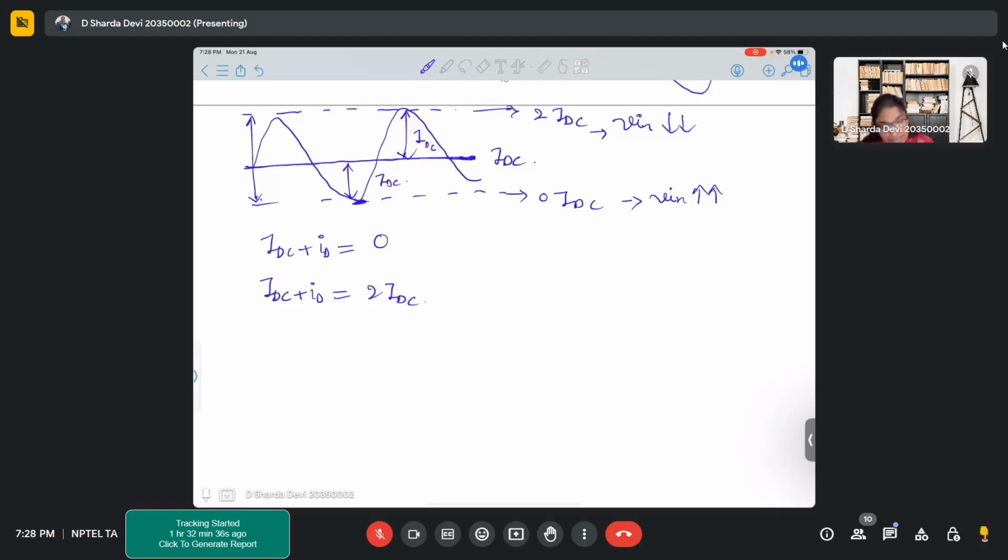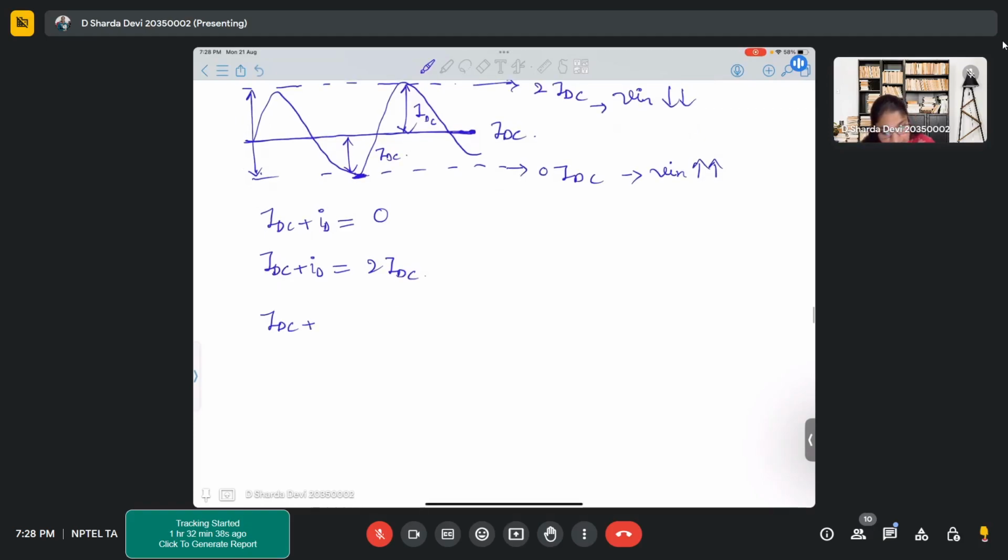So now for the case when IDC plus ID is 2 IDC, in this case, when this is the current that we have, it is already mentioned that your transistor remains in saturation.